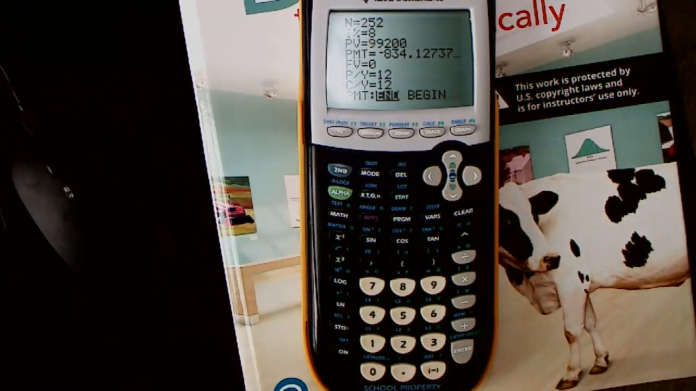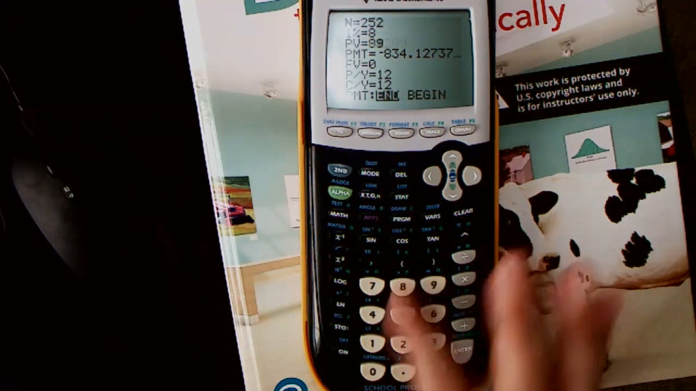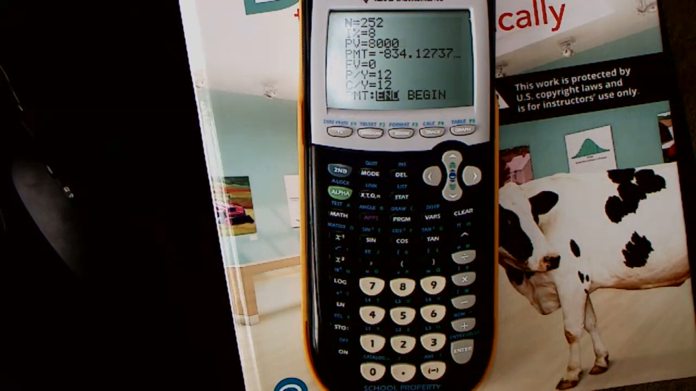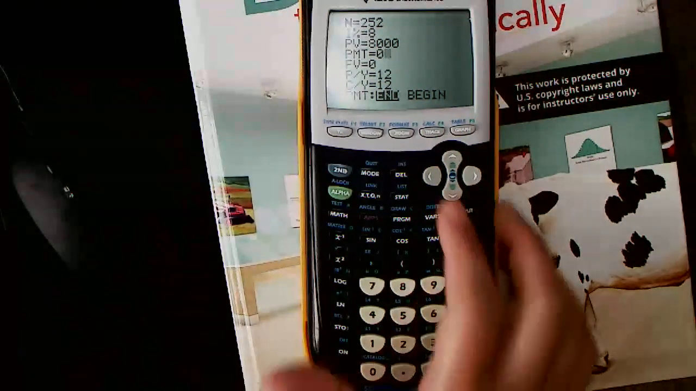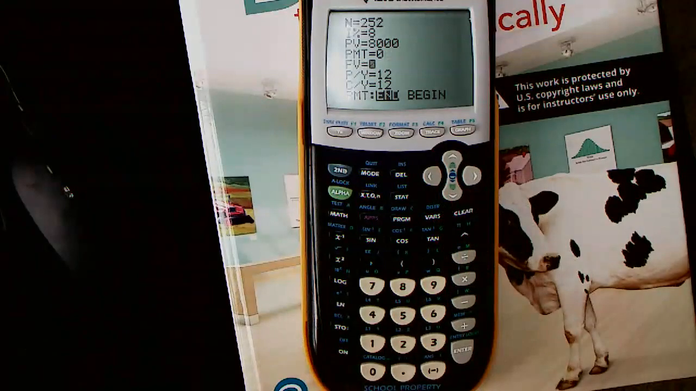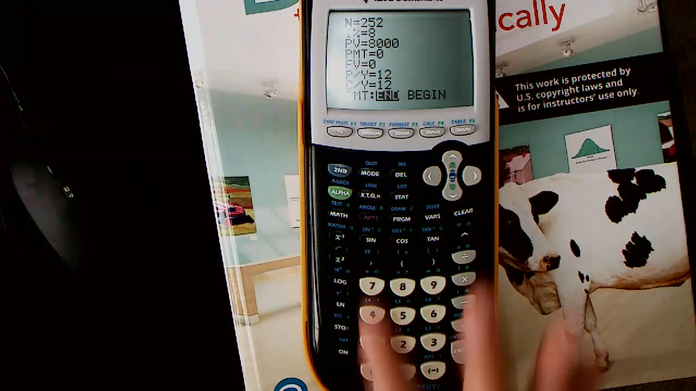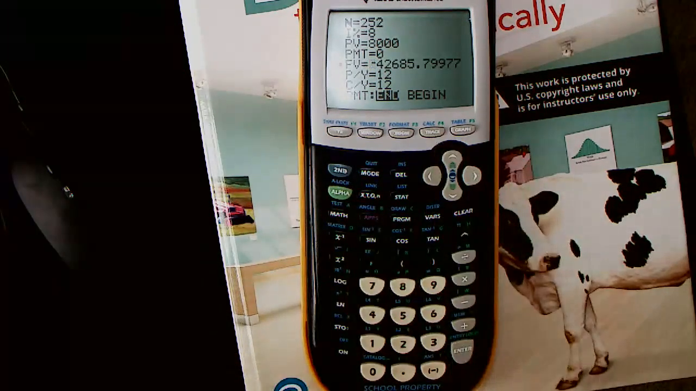Present value is original principal, right? The grandma deposits 8,000, so 8,000 right here. And payment, since during the 21 years, no new deposit, no withdrawal, so payment is 0. And future value is what we're trying to solve for. P per Y and C per Y, keep them as 12 because the interest is compounded monthly. And we go back to future value, we are going to solve for future value.